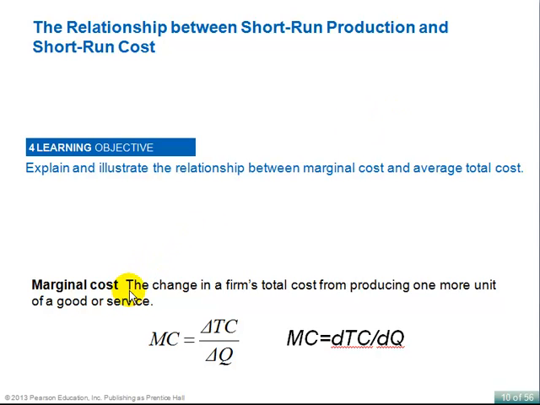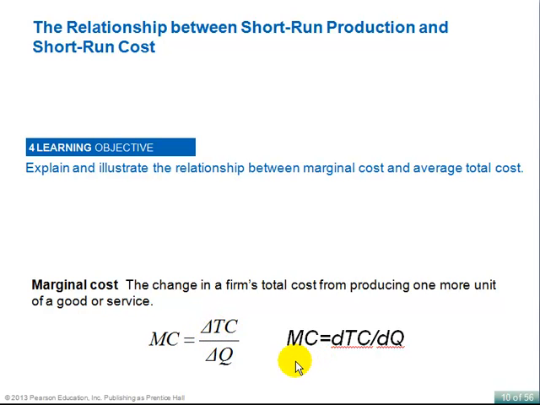Marginal cost is the change in a firm's total cost from producing one more unit of the good or service. We can calculate the marginal cost for a particular increase in output by dividing the change in the total cost by the change in the output. We can express this idea mathematically: marginal cost equals the change in the total cost divided by the change in the quantity, remembering that the Greek letter delta means change in.